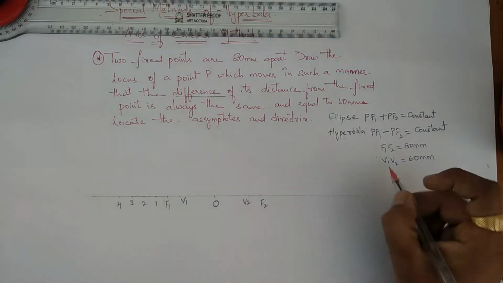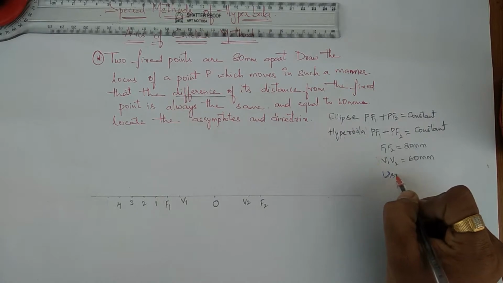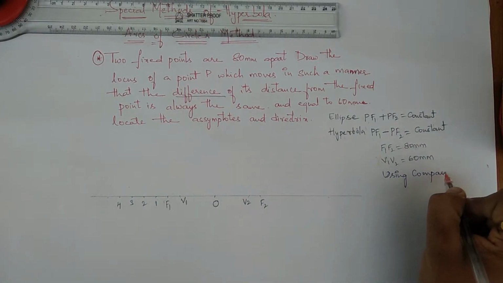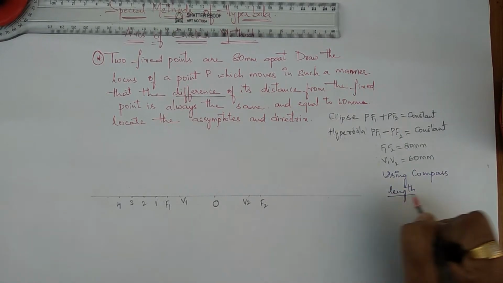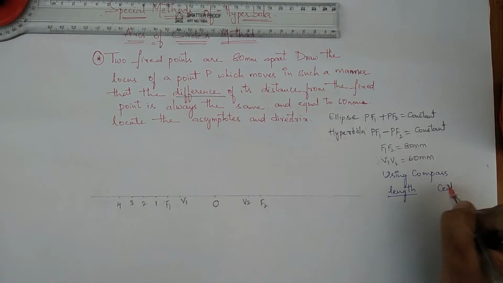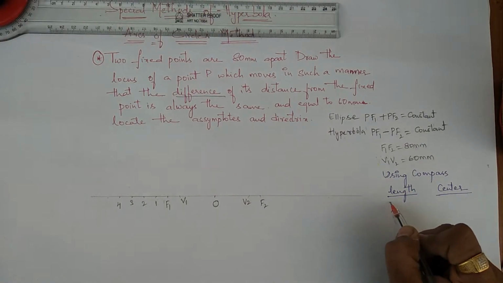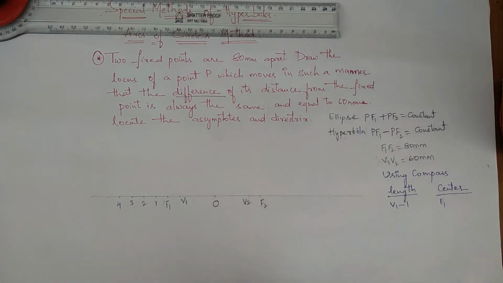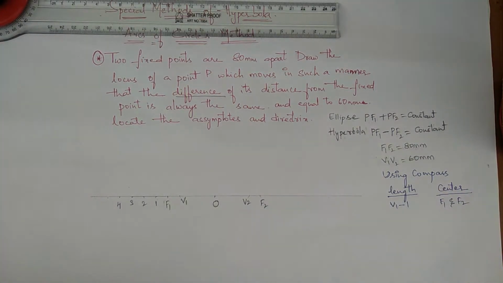After compass, using compass, length is how much you need to measure and what are the center points you need to keep. This is just for your reference, what I am mentioning here. So first length, V1 2 one length. First focus F1 as a center and afterwards F2 as a center.